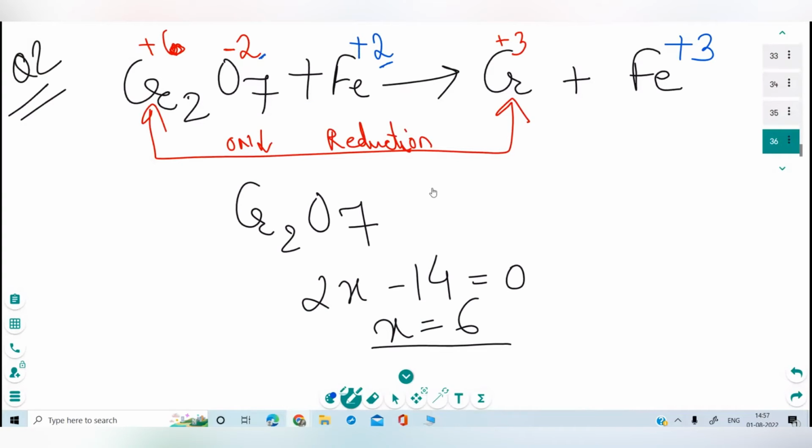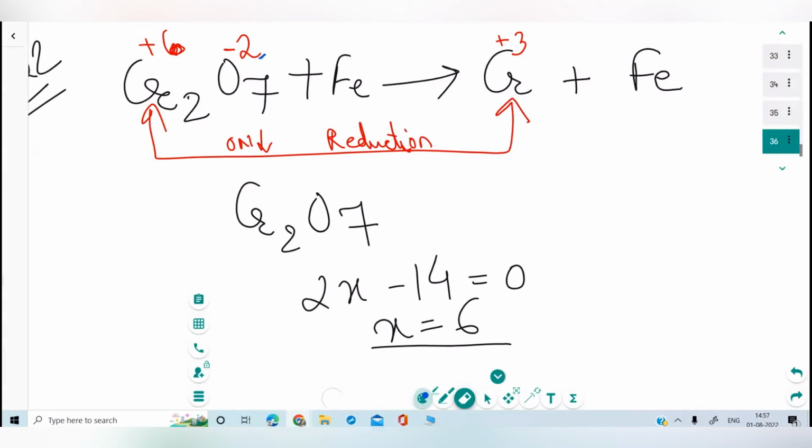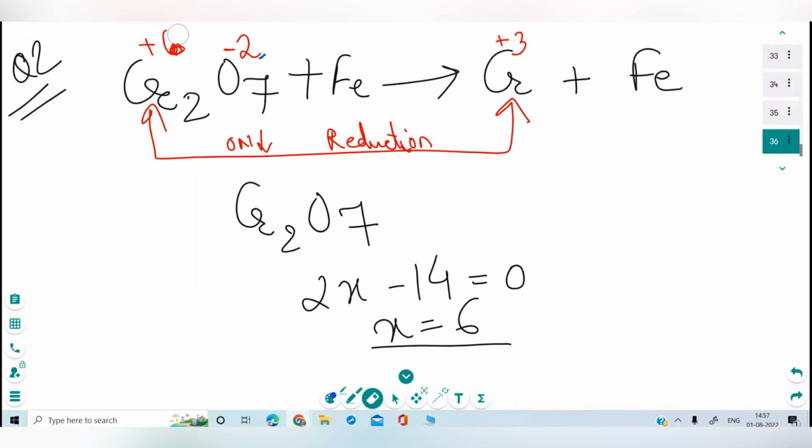Otherwise, you could have written it this way also. How do I know that I will write plus 3 only here? I can write plus 3 here and plus 2 here.